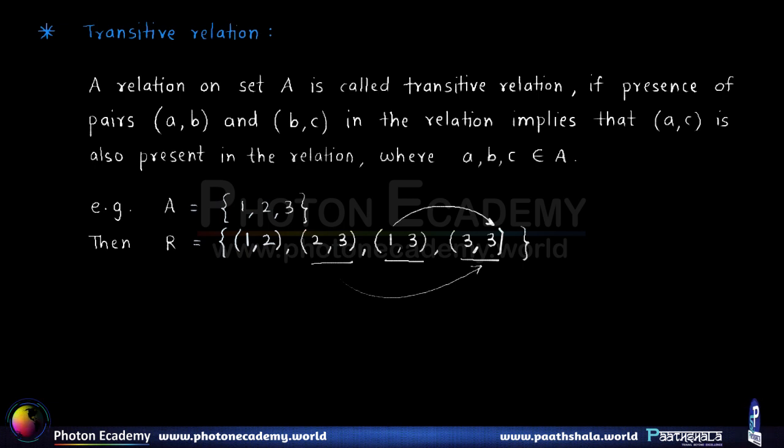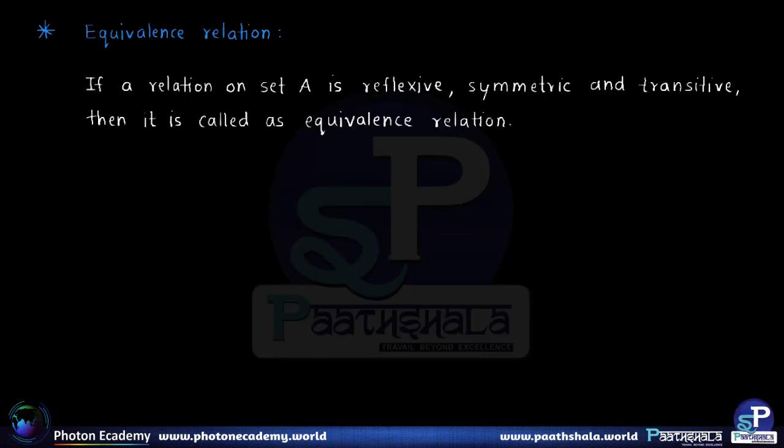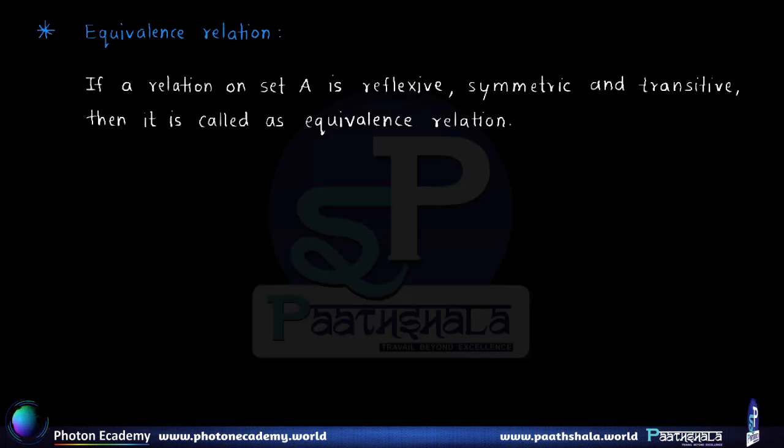And lastly we go to the fourth type of relation, which is called equivalence relation. If a relation on set A is reflexive, symmetric and transitive, then it is called an equivalence relation. There are some examples of relations which might be simultaneously reflexive, symmetric as well as transitive, all three. If that is the case, then that relation is called an equivalence relation.